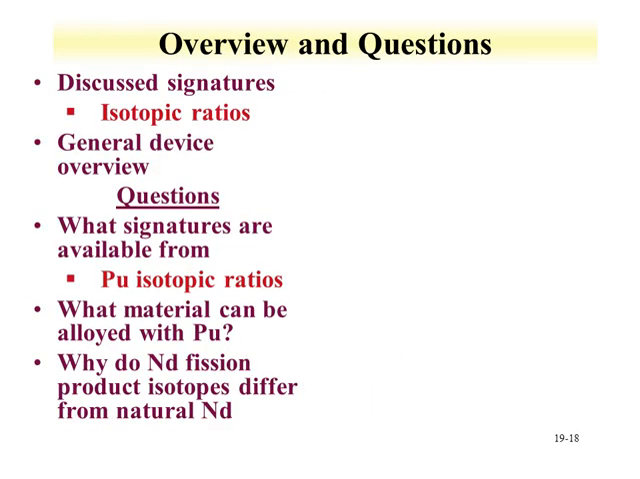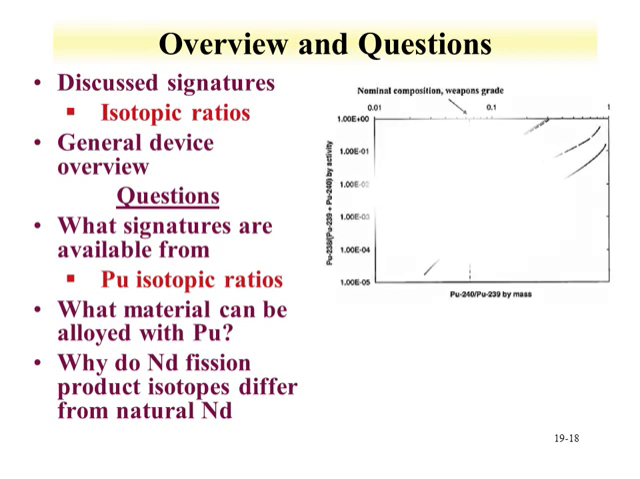In this lecture, we reviewed signatures that are germane to nuclear forensics, particularly isotopic ratios. Plutonium, americium, and curium isotopic ratios are particularly useful in determining the origin of plutonium-containing material, the length of an irradiation, and the type of reactor in which it was irradiated. We also discussed some general overviews of devices and how those are germane to nuclear forensic signatures. So as an example, some questions you should be able to answer.